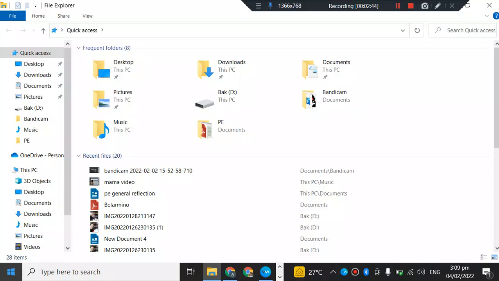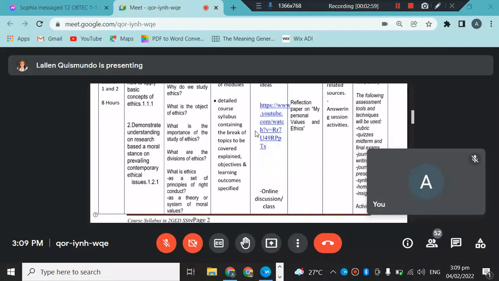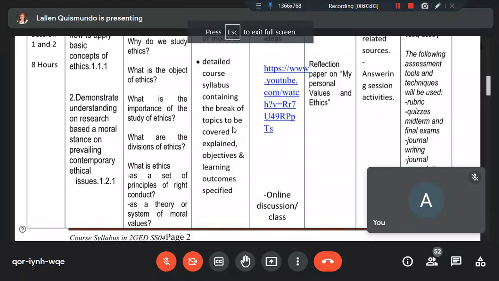So we are going to define ethics, no? And we have here given questions. Why do we study ethics? Bakit kailangan nating pag-aralan ng ethics? What is the object of ethics? Ano bang object ng ethics? What is the importance of the study of ethics? Ano bang importansya? Bakit kailangan bang merong ethics, no? So what are the divisions of ethics?